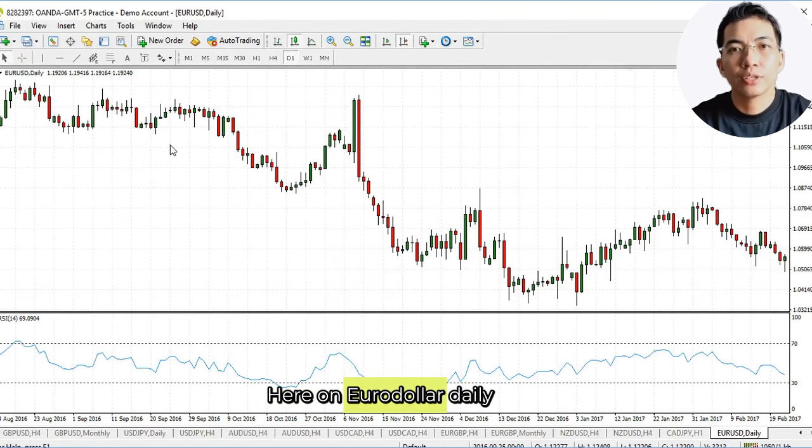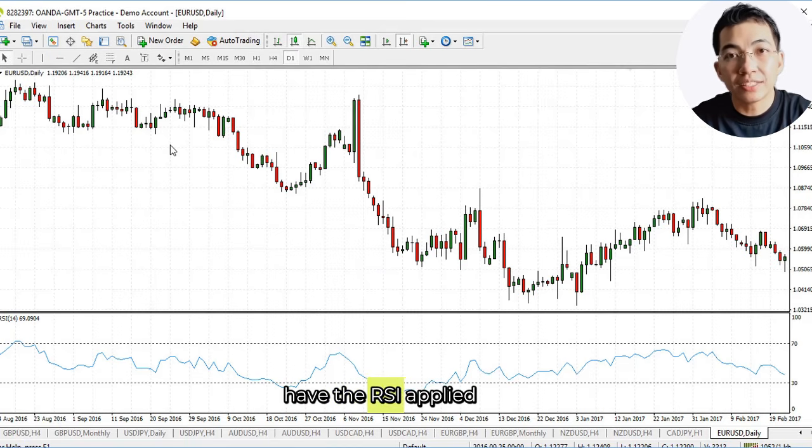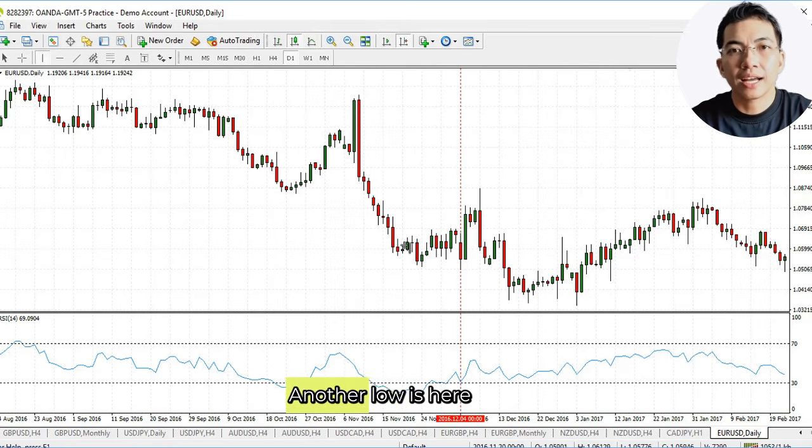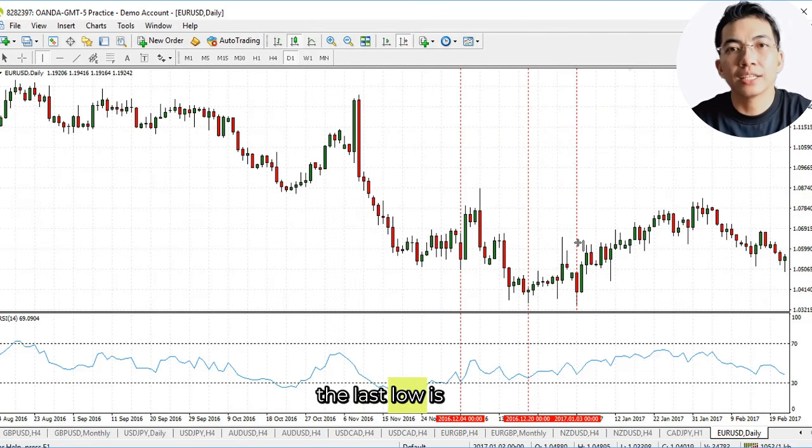Here on the Eurodollar daily chart we have a down move and I have the RSI applied to lows. We have a first low here on this candle, another low is here on this candle, and the last low is on this red candle.